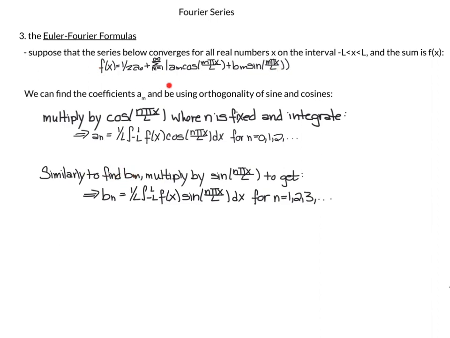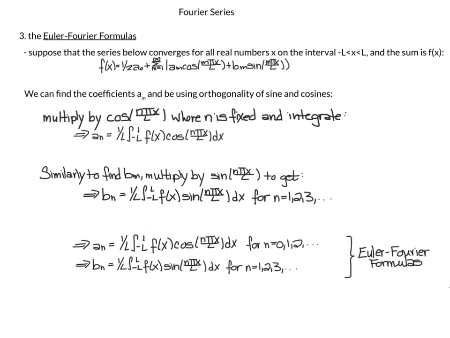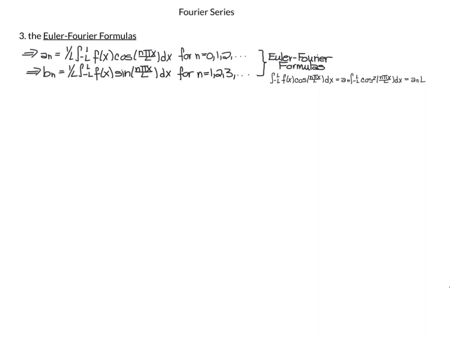We multiply both sides of the equation by sine of n pi x over L, and then we integrate, and we get b sub n equal to a similar expression, this equation here. And these two equations for a sub n and b sub n are the Euler-Fourier formulas. So I've written the formulas we have derived here, and now we can do some examples.